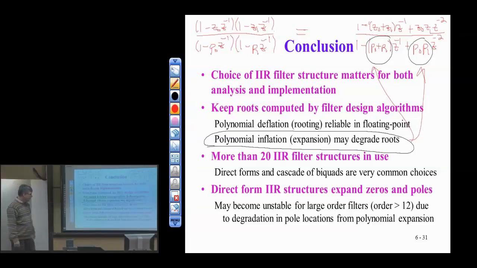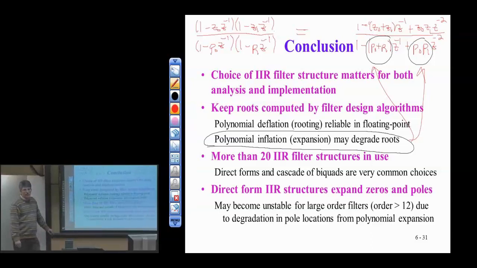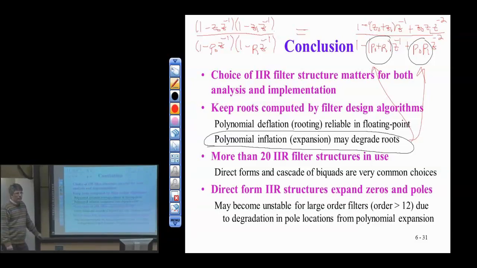There are more than 20 IIR filter structures in use. Direct form is very common. Cascaded biquads is very common. And lattice filter is the third that's really common. I'm not going to test you on that. We didn't cover lattice, but it's something to go look up if you're interested. IIR filters beyond 12th order are really hard to get right, even with cascaded biquads when implementing them. It's really hard to get them numerically stable after implementation.